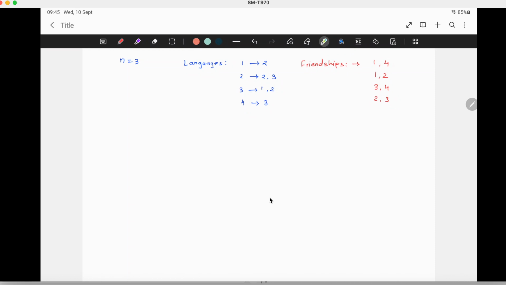So if we have these two friends, what we can do is check what all languages the first person knows and what all languages the fourth person knows. Here the first person knows the second language, and the fourth person knows the third language. We can get these languages from the languages array for whichever friends we have. So we can iterate through the languages array and get these languages. And then we can check if there is any common language between them.